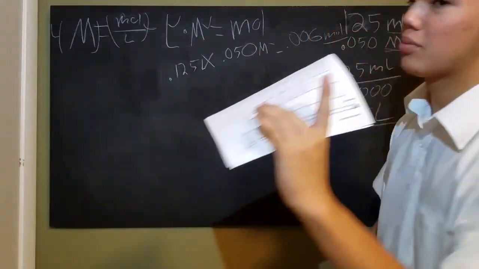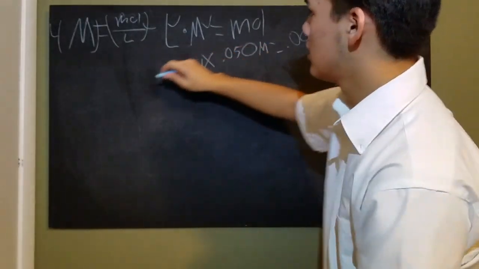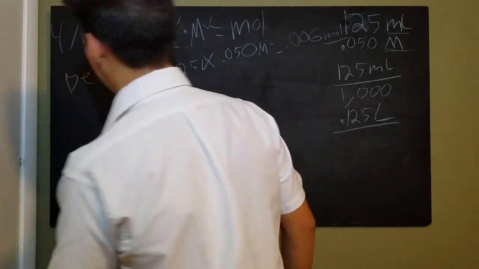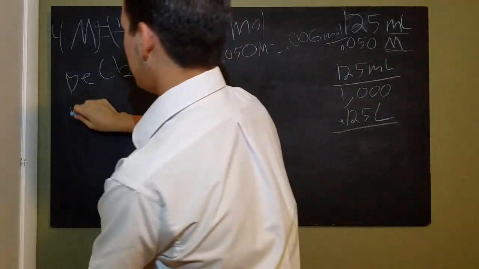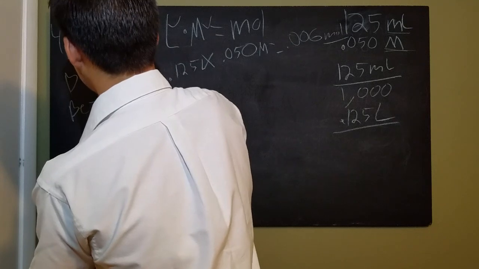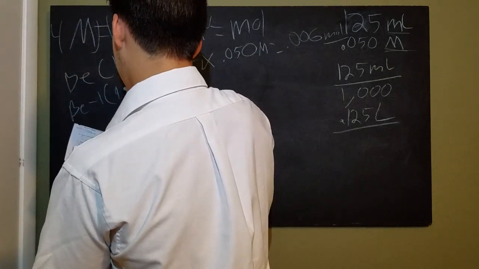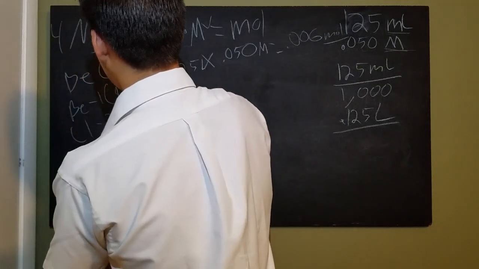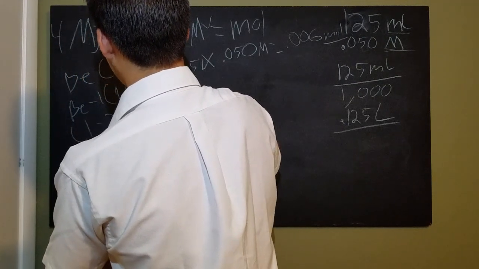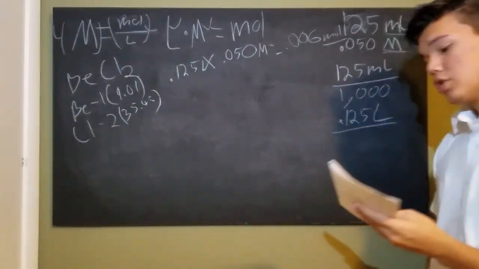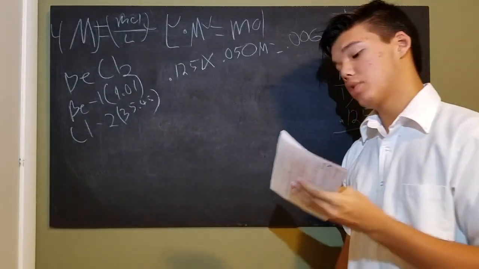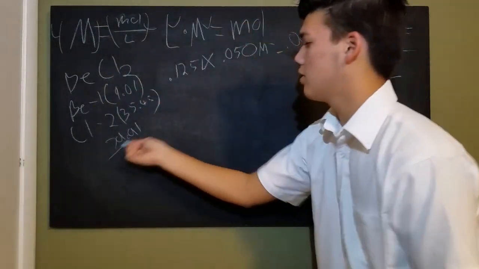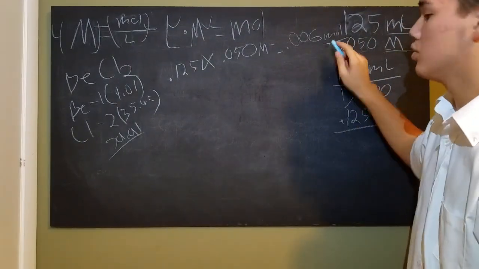So first, let's write beryllium chloride, which looks like BeCl2, right? So, you know that Be is only one of those, and it's 9.01, and Cl, there's 2 of them, and they're 35.45. So you add that all together, and you get 79.91. And now you have your molar mass, so you can go from moles to mass.